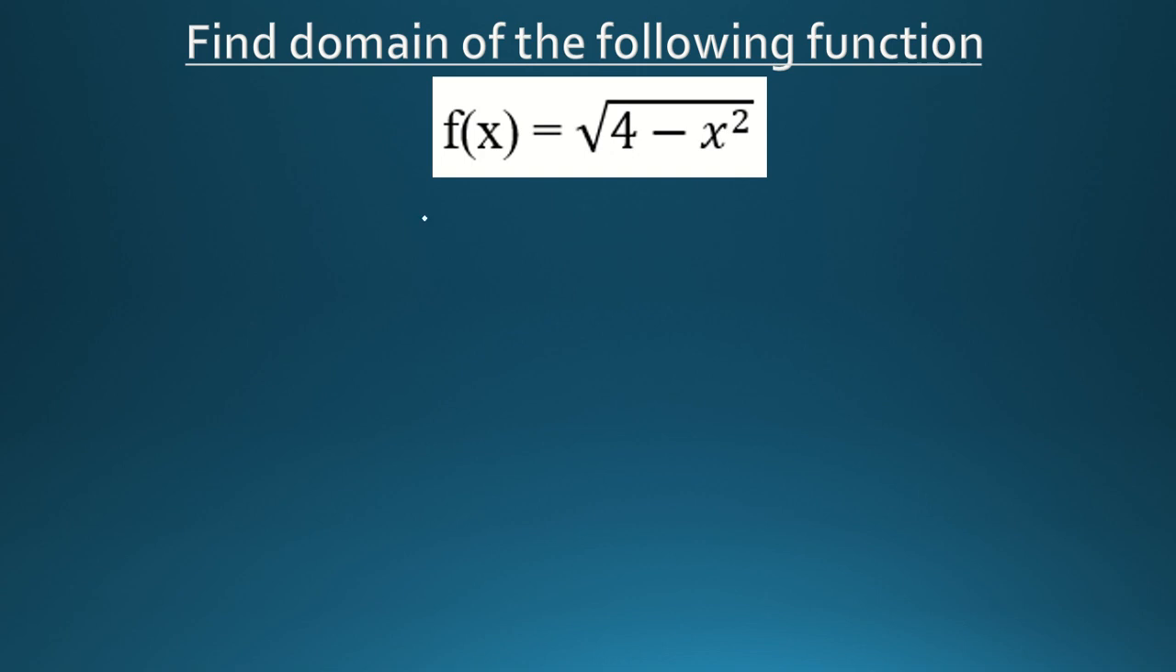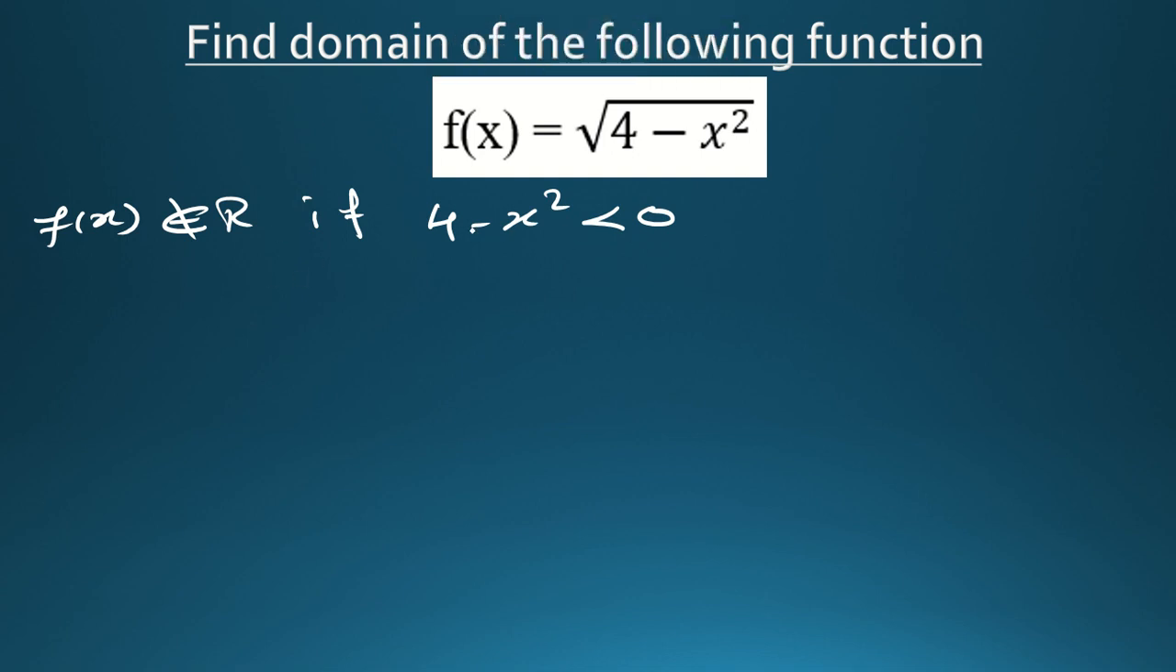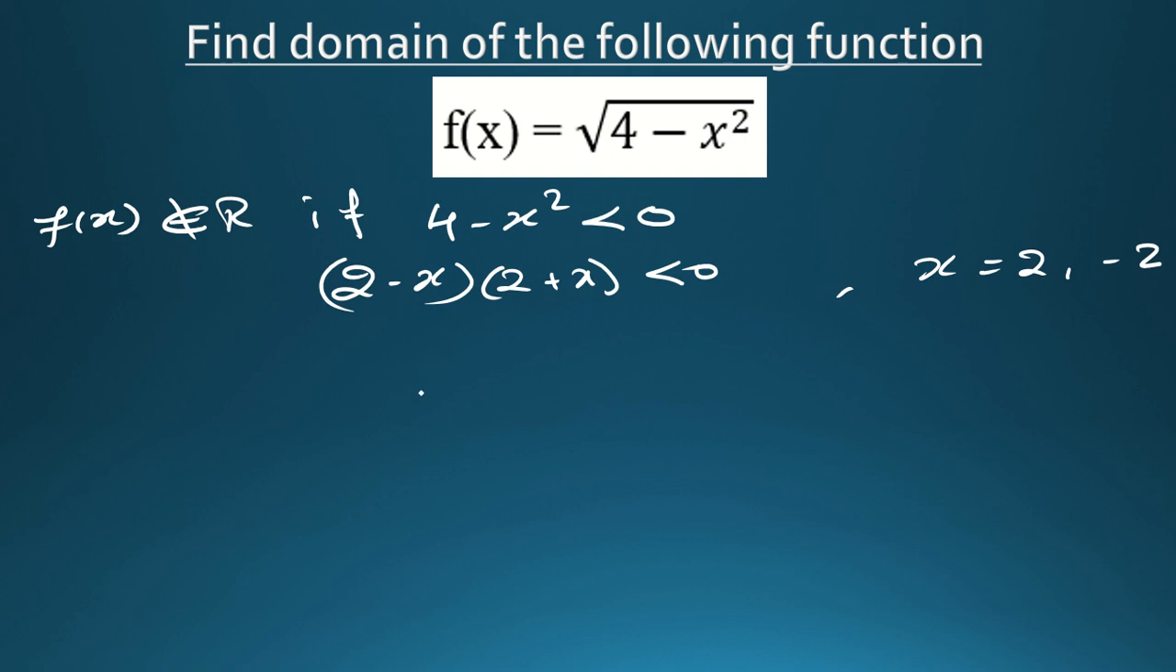Okay, let's talk about this now. Quadratic function inside the square root. The process will remain the same. f(x) will not be real if 4 minus x squared is less than 0. Now there are many ways to solve this inequality. Let's finish it quickly. We can write it as (2 minus x) into (2 plus x) less than 0. From these two brackets you will get two values of x, plus 2 and minus 2. Just draw a number line.